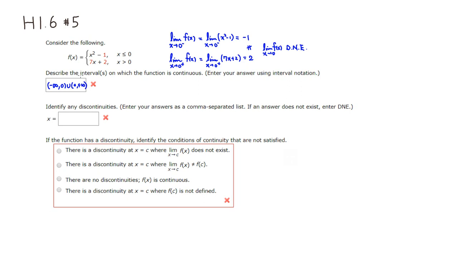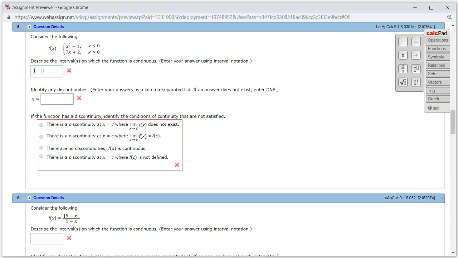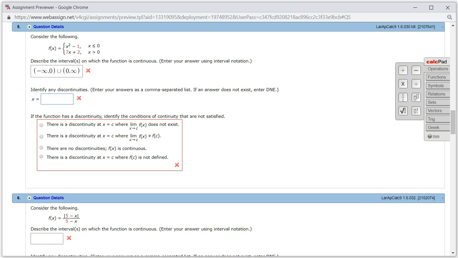All right, so let's type it in. The interval would be negative infinity to 0, and then maybe I can use the union, and then 0 to positive infinity. So we have that. And of course, the discontinuity is at 0. The function has a discontinuity, so those conditions are not satisfied.